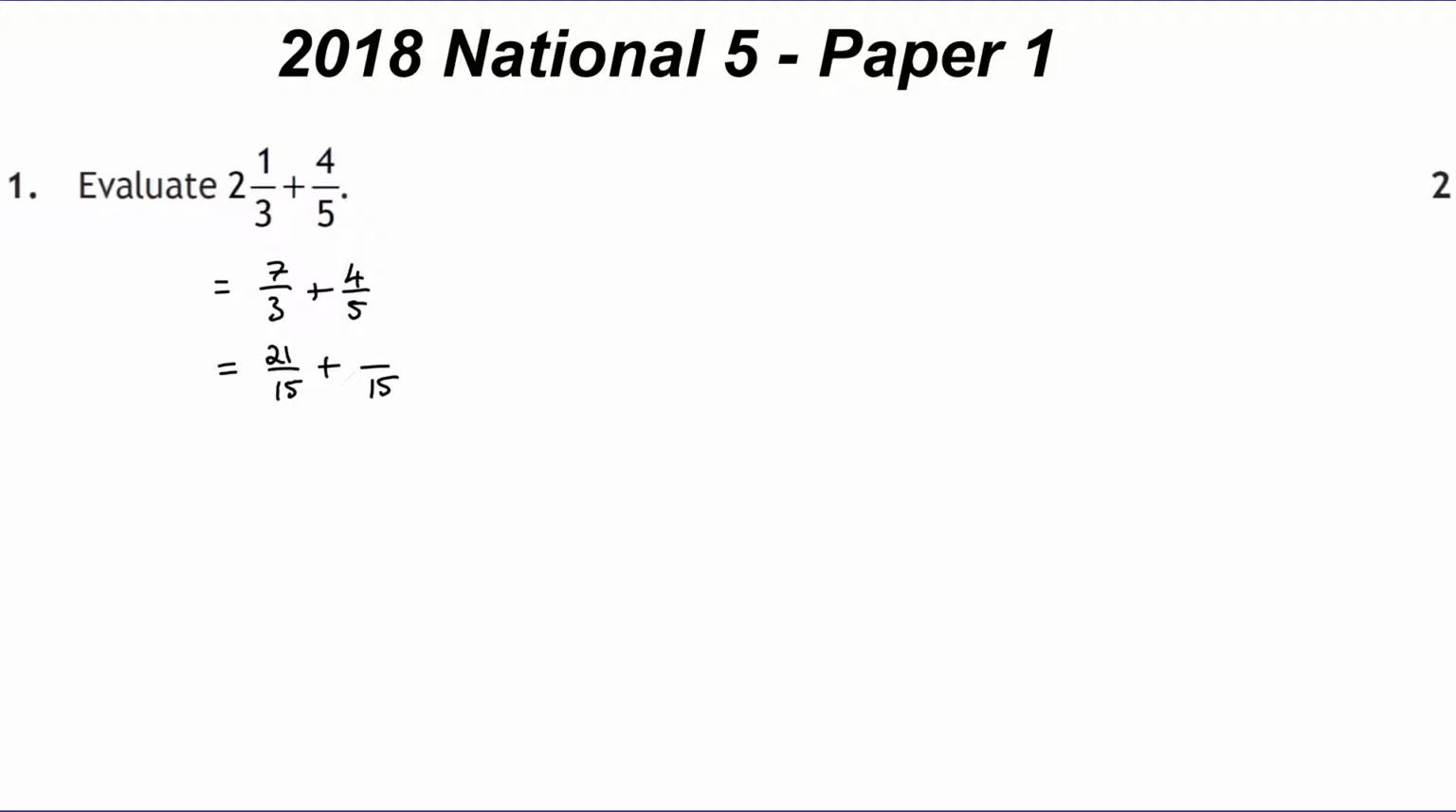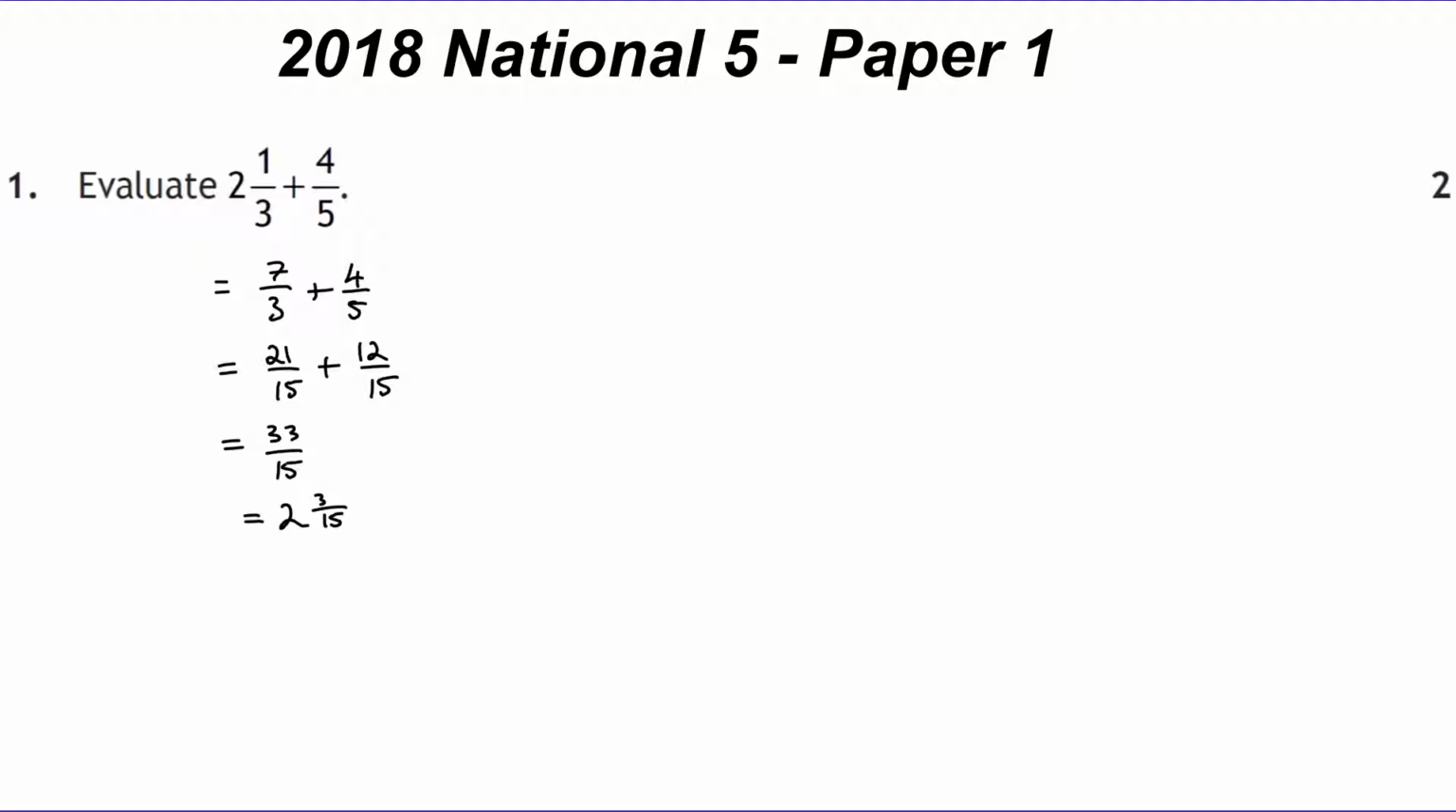Second fraction would multiply by 3. 5 times 3 is 15. 4 times 3 would be 12. So we've got our equivalent fractions and our common denominator now. We just have to add the top line. So we get 33 over 15, which then simplifies. How many 15s fit into 33? Well, 2, with the remainder of 3 out of 15.